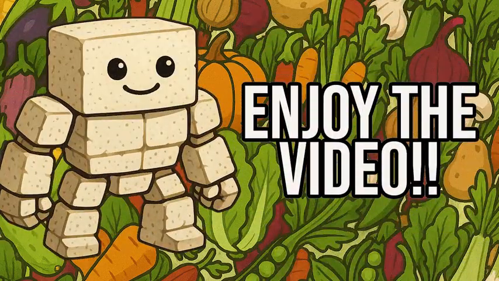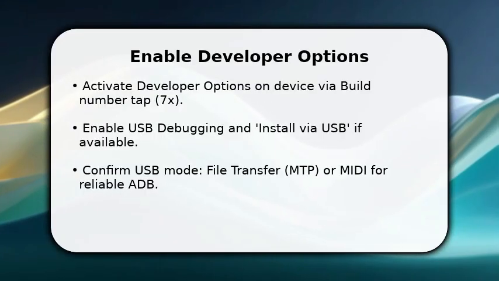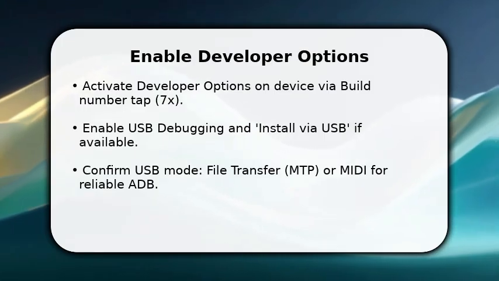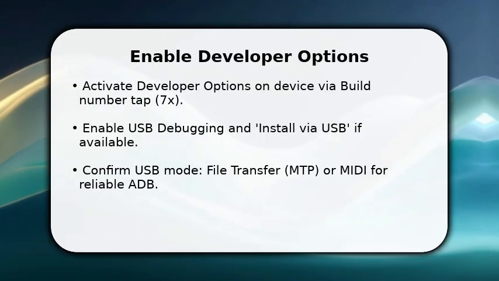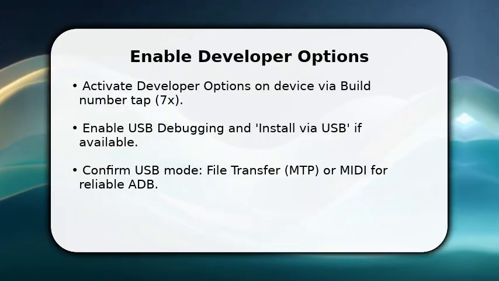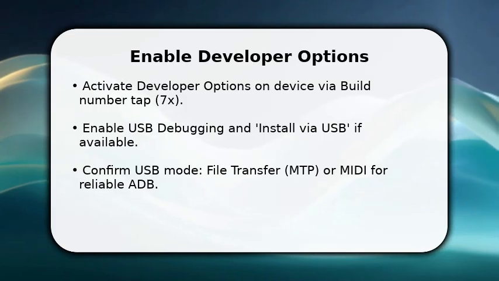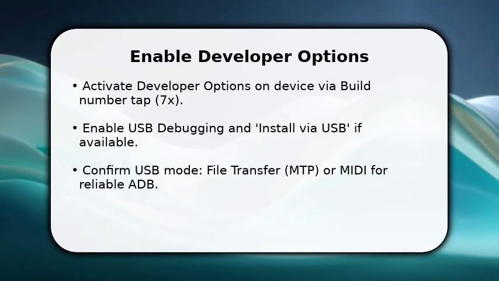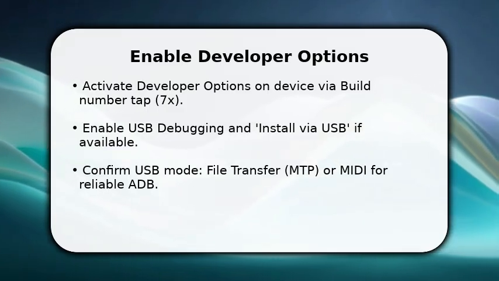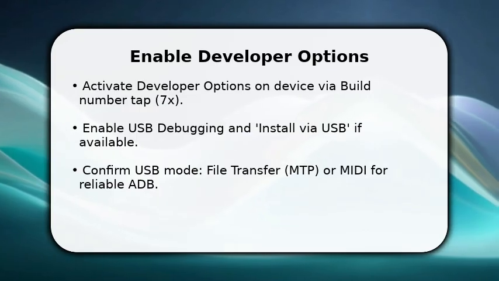Please enjoy the video. You start by preparing the phone, enable developer options and USB debugging so Android Studio can communicate. Once done, connect the phone with a known good USB cable and set the USB mode to file transfer. This avoids intermittent ADB detection issues. Make sure the device shows an RSA fingerprint prompt and you accept it.